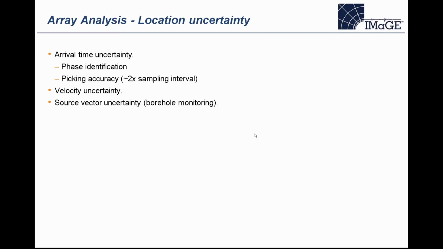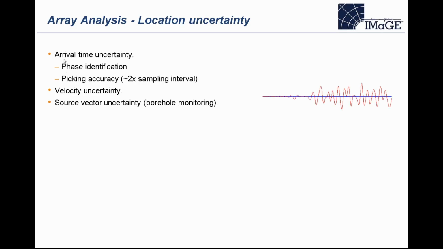The next step is to look at the location uncertainties for this network geometry. There are many things that contribute to the locations, because we know we need the time, we need the velocity, and if we are doing borehole monitoring, we need the source vector to locate the events. And all those parameters have errors, and those errors will be reflected in the location. So what does the location uncertainty look like if we have different levels of uncertainties in those parameters?